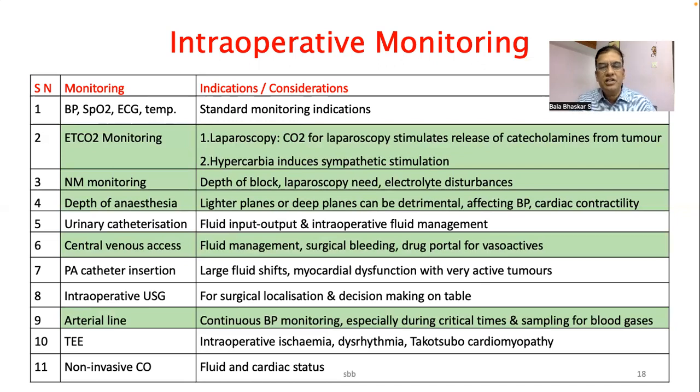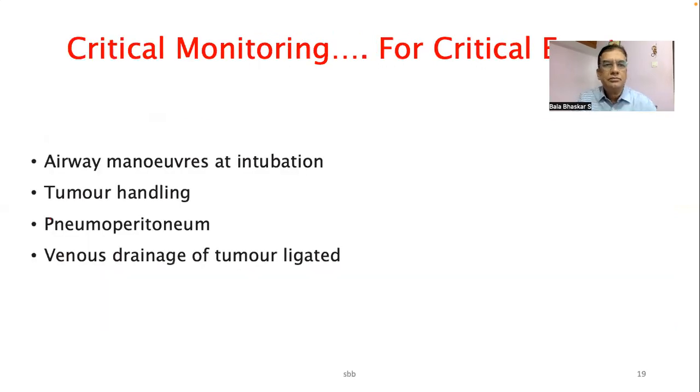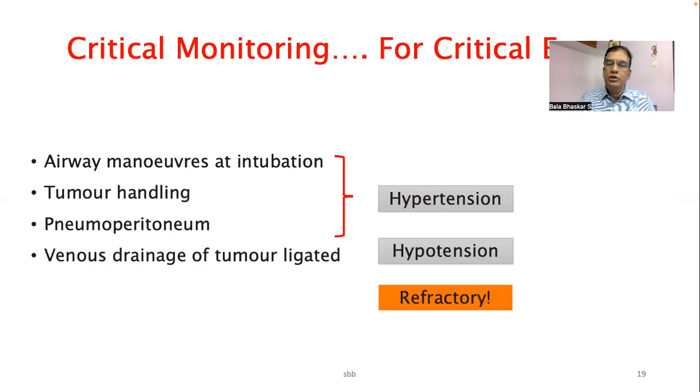Arterial line is advised. Continuous BP monitoring is the advantage here, especially during critical times when, for example, the tumor is being handled, and you can also sample the blood for blood gases. So when I told you about the critical stages, airway maneuvers at intubation, tumor handling, and pneumoperitoneum, these are the times when the patient can develop hypertension. And when the venous drainage of the tumor is ligated, the patient can go into hypotension. It is quite refractory to management.